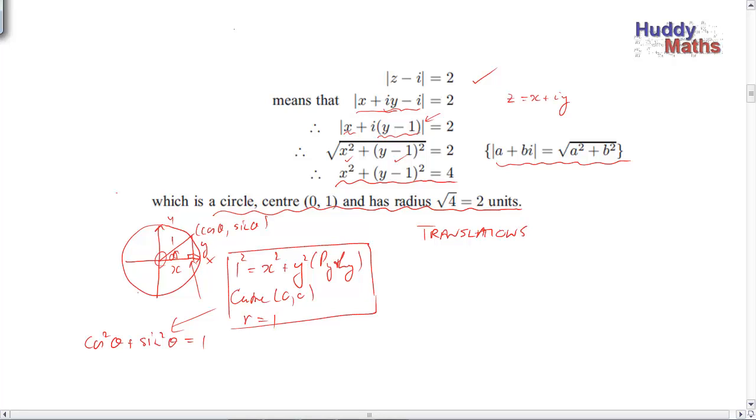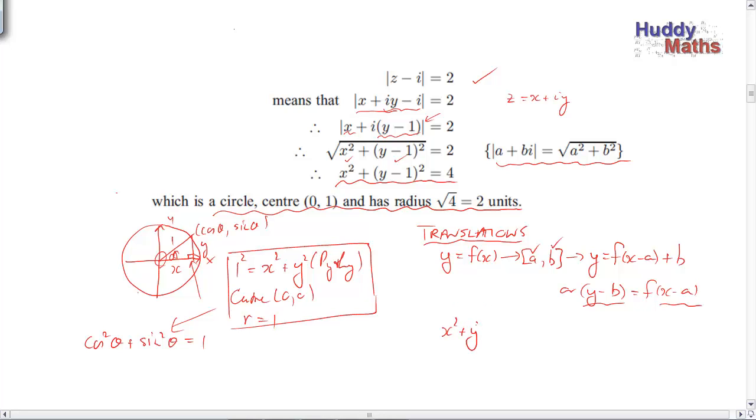I don't know whether you could prove this, the transformation equations, but if y equals f of x is translated under a translation of (a, b), it becomes y minus b equals f of x minus a, or y equals f of (x minus a) plus b. Can you see where the constants appear in this general transformation equation? So let's do it for x squared plus y squared equals 1.